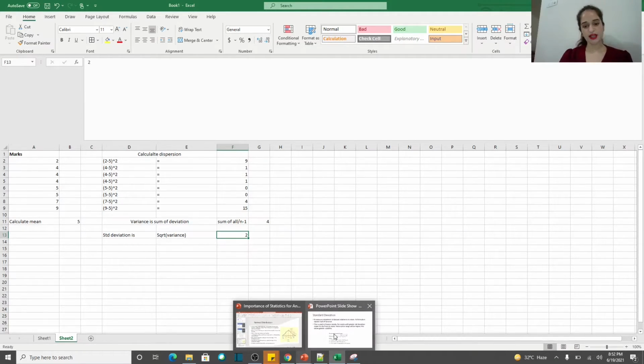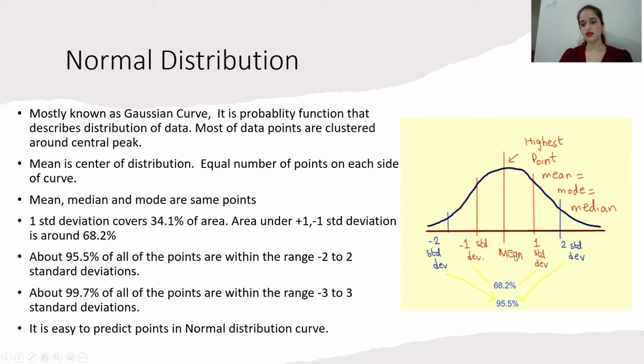Now getting back to what normal distribution is. We now know what standard deviation is, so I'll tell you what happens in this normal distribution curve. We have a rule of 68, 95, 99. What is this rule? When we move one standard deviation from the mean, the area covered will be 34.1%. And when we move one standard deviation backward, the same area, 34.1%, will be covered. So in total, one standard deviation covers 68.2% of the area.